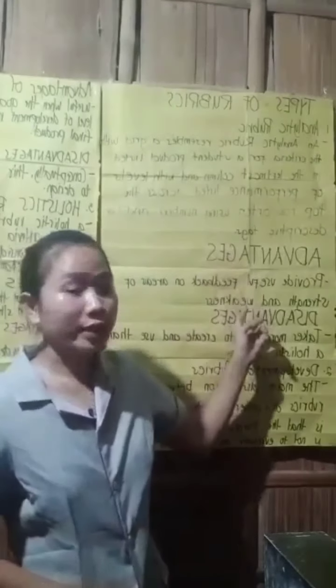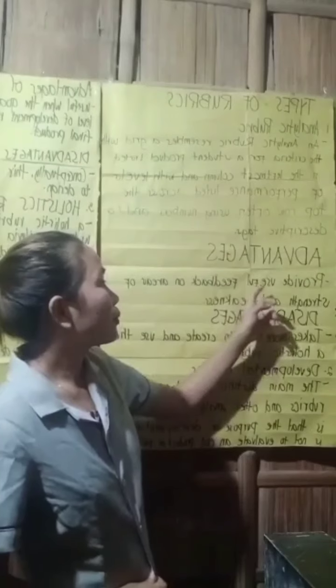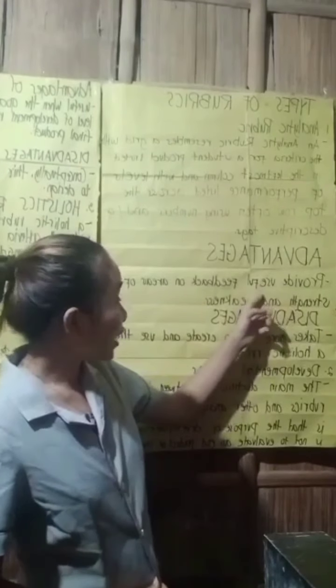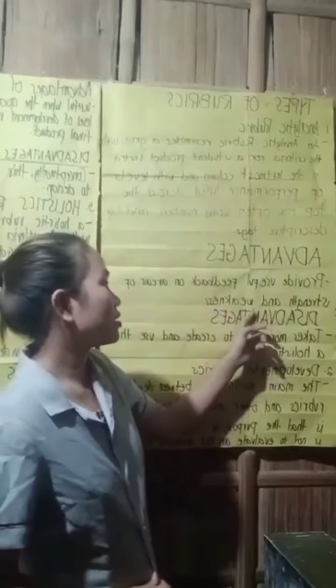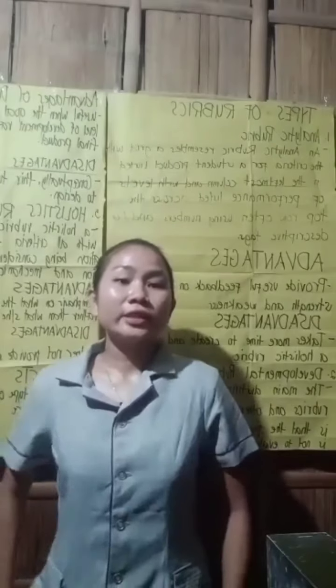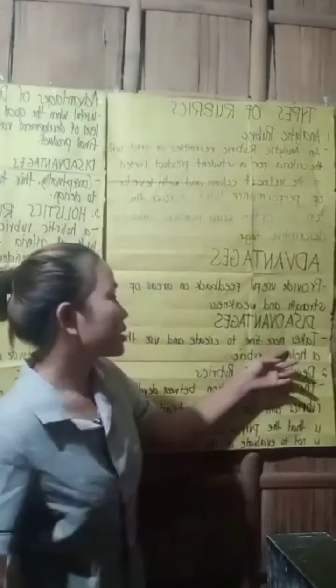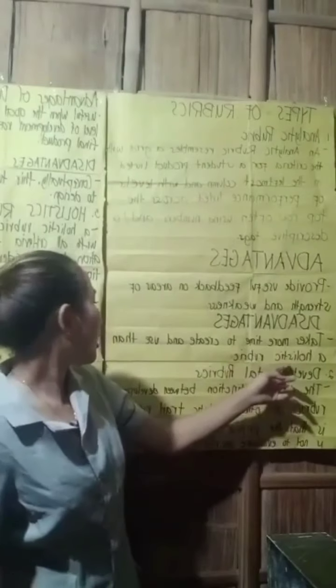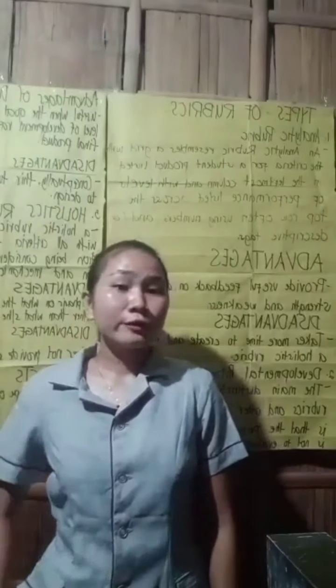And the advantages of analytic rubrics is it provide useful feedback on areas of strength and weakness. Criterion can be weighted to reflect the relative importance of each dimension. And the disadvantages of analytic rubrics is it takes more time to create and use than a holistic rubric. Unless each point for each criterion is well defined, graders may not arrive at the same score.